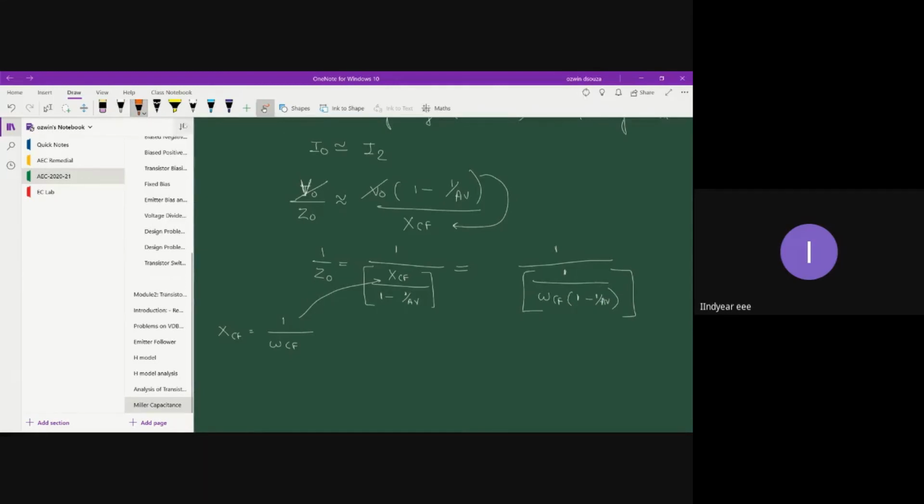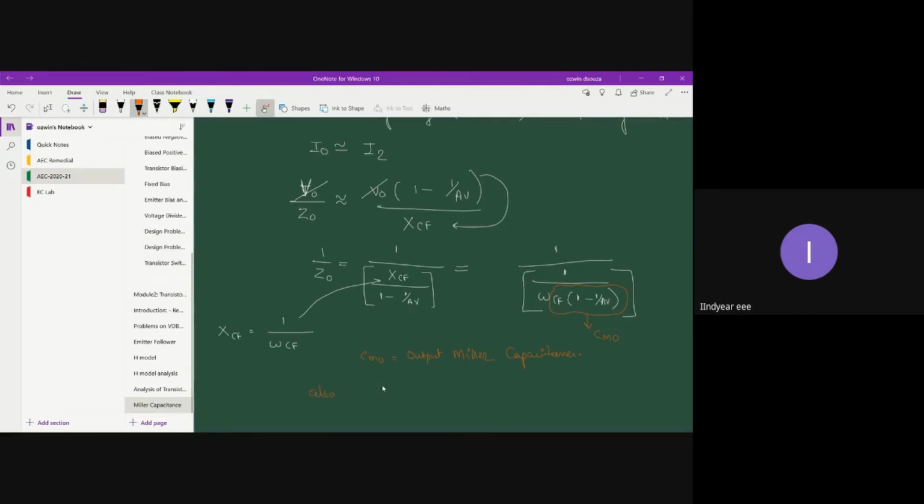Where this term, CF into the gain term, we can take it as new capacitor CM. I'm not including frequency, because if I include frequency, it becomes reactance. So I'm just collecting the capacitance term with the gain term. Gain is unitless, right? So it just gets multiplied, that's all. So CF times 1 minus 1 by AV, let us define it as CMO, where CMO is equal to output Miller capacitance.